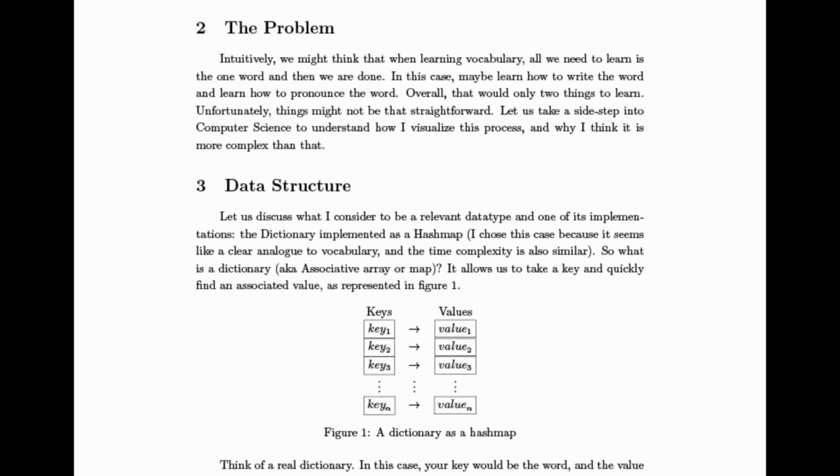Intuitively, we might think that when learning vocabulary, all we need to learn is the one word and then we're done. In this case, possibly both learn how to write the character and how to pronounce the word. Overall, that would be two things to learn. Unfortunately, things might not be that straightforward. Let us sidestep into computer science to understand how I personally visualize this process, and why I think it might be more complex than it seems.